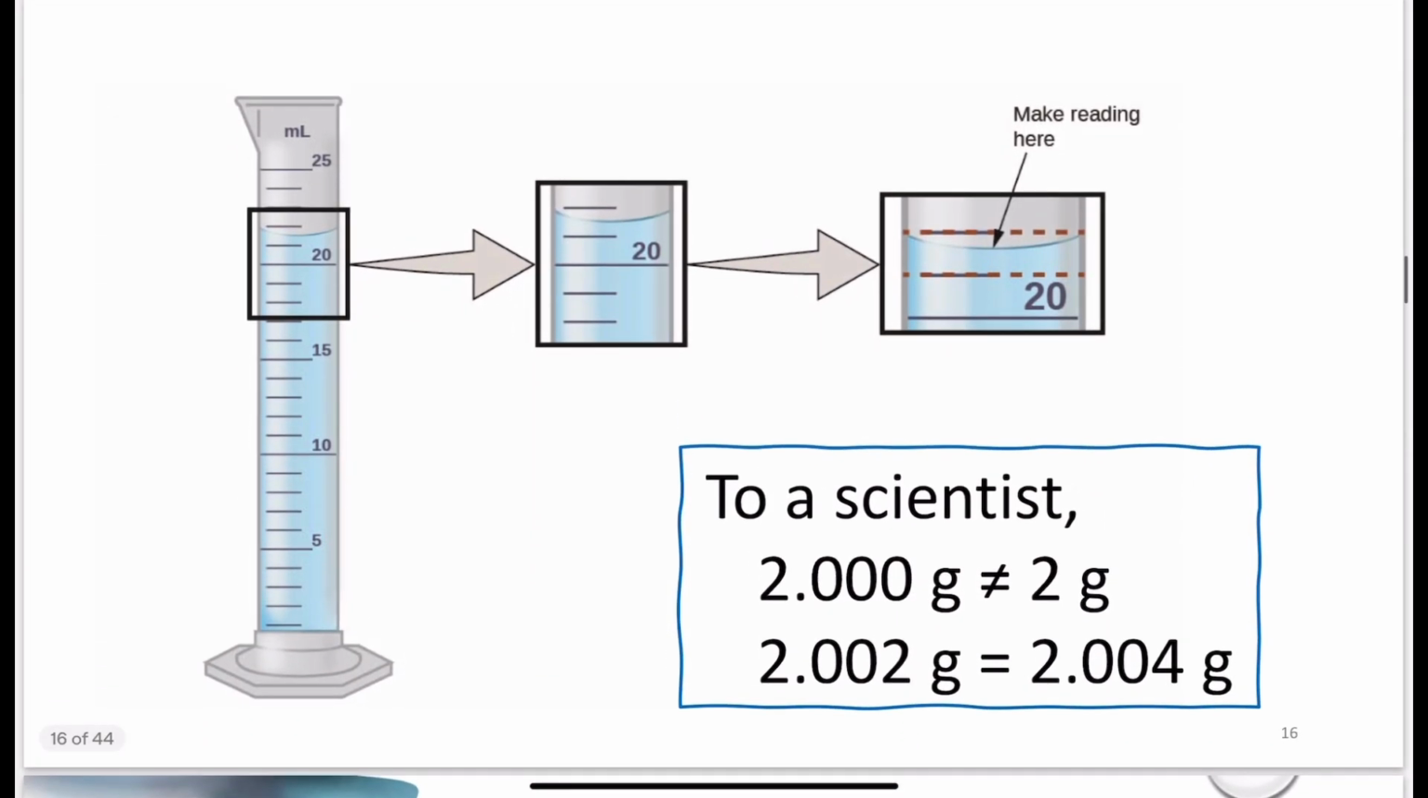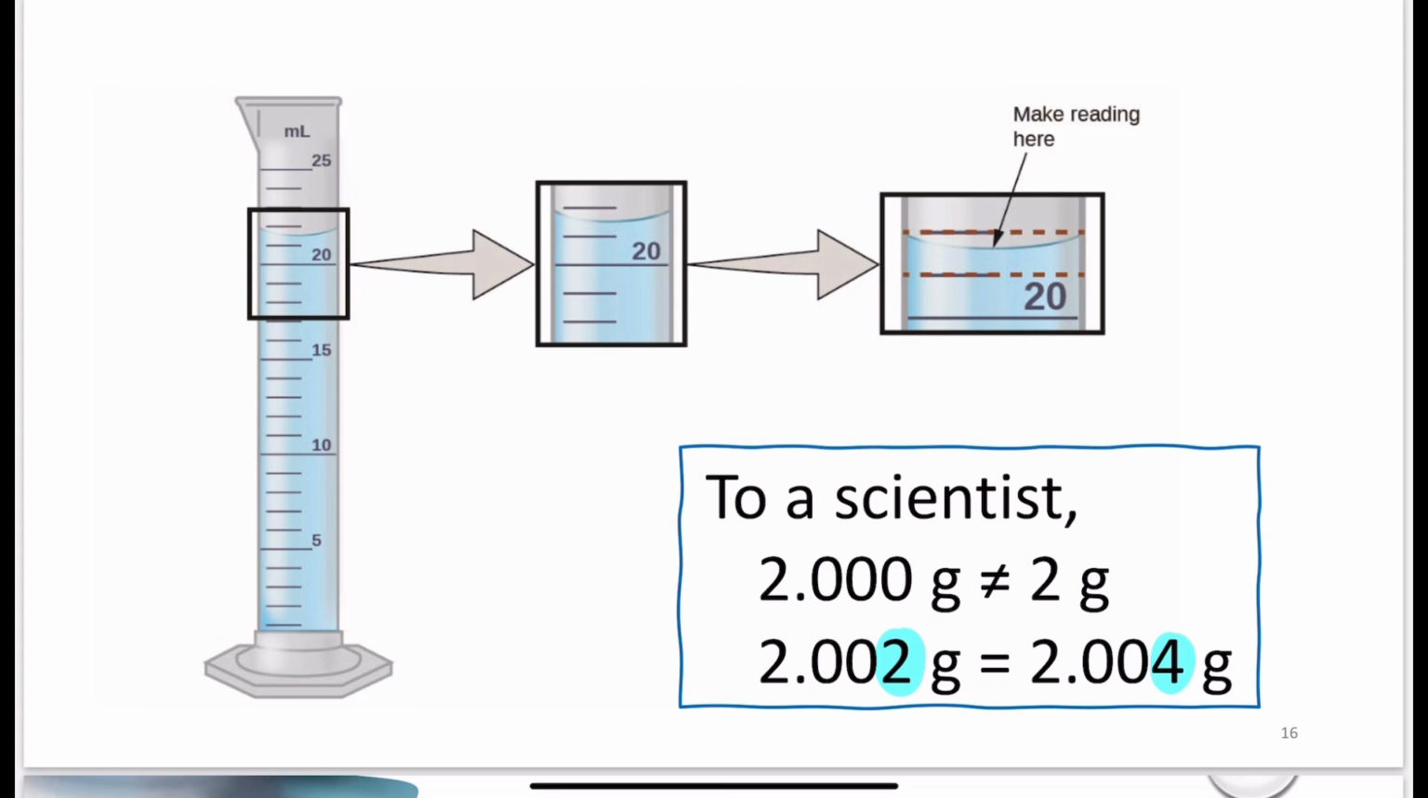This is something that really throws students off, this idea of what we mean to a scientist. When I look here, again, looking at the cylinder, I'm looking at the meniscus, I'm estimating that uncertain digit. To a scientist, writing 2.000 grams is not the same as 2 grams. Me saying, give me 2 grams, that might be 2.1, 2.2, 2.4, 1.8, okay? But saying 2.002 grams is the same as saying 2.004 grams because it's this last digit here that is your estimated digit. I can say with confidence I have 2.00. It's that last digit written down that is my estimation.